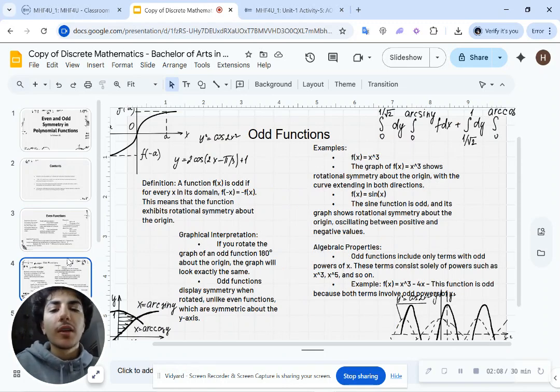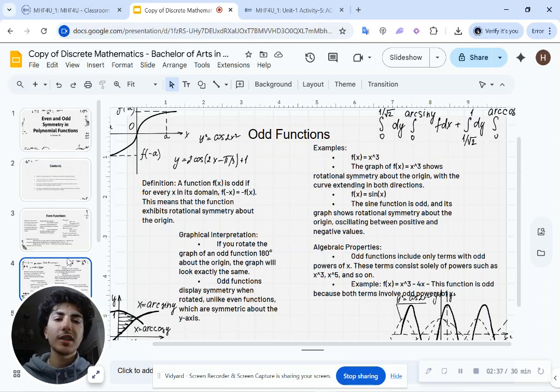Odd functions. A function f(x) is odd if for every x in its domain, f(-x) = -f(x). This means that the function exhibits rotational symmetry about the origin. Now let's see the graphical interpretation. If you rotate the graph of an odd function 180 degrees about the origin, the graph will look exactly the same. Odd functions display symmetry when rotated, unlike even functions, which are symmetrical about the y-axis.